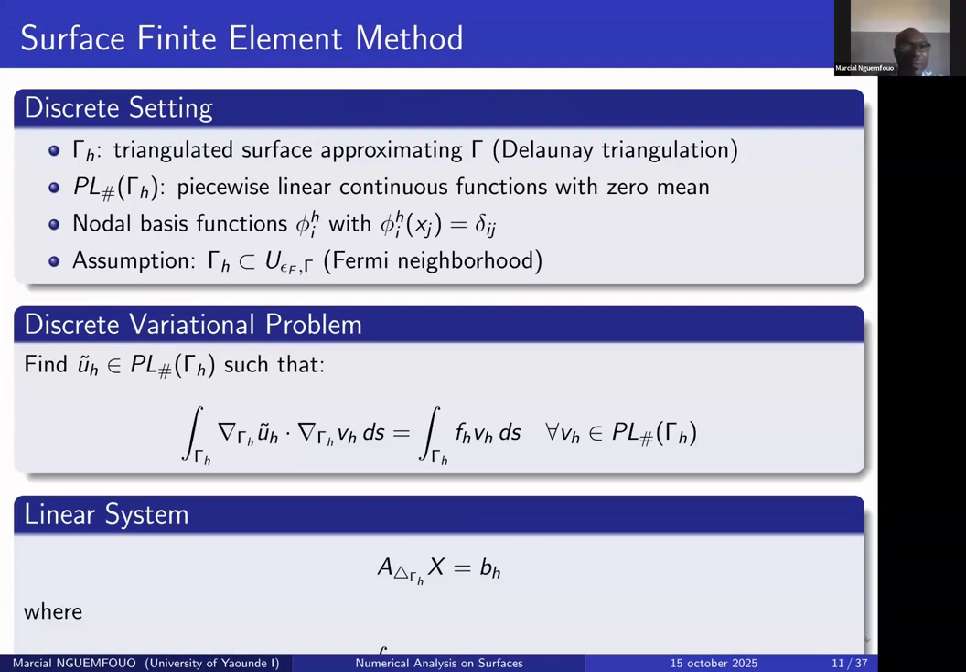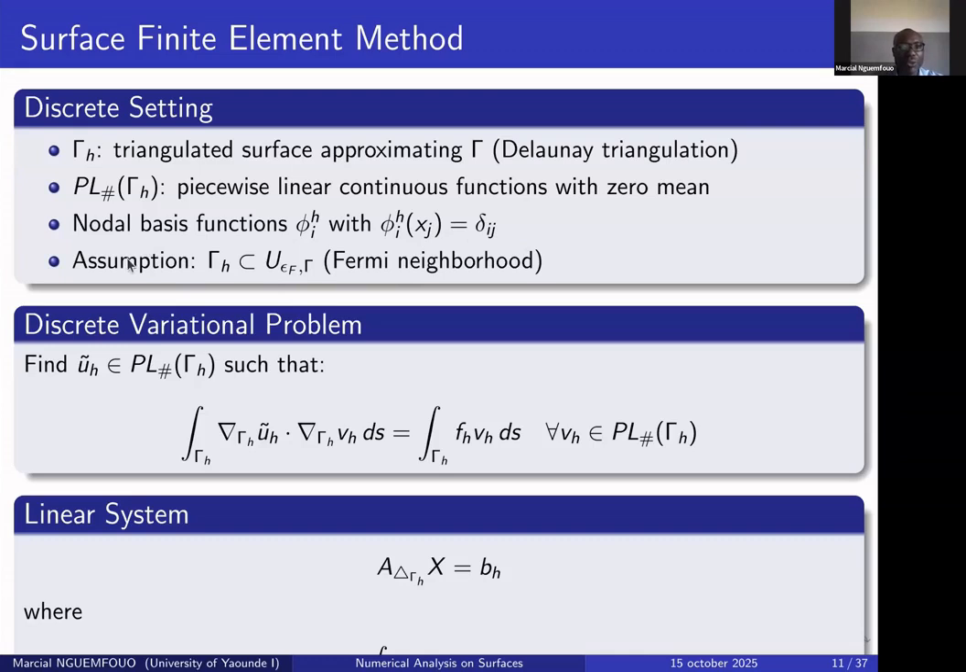Surface finite element method. Gamma H is the triangulated surface approximating gamma through Delaunay triangulation. We define the finite element space, which is the piecewise linear continuous functions with zero mean. We define here the nodal basis function phi i H with this relation. This makes our finite element matrix sparse.